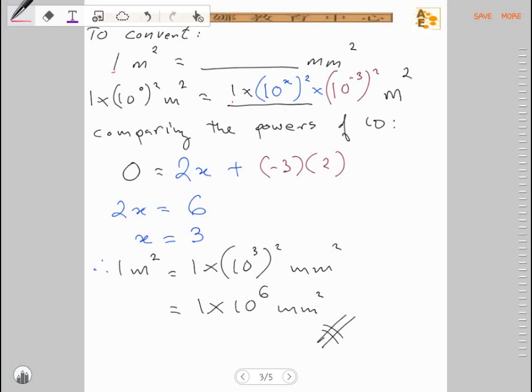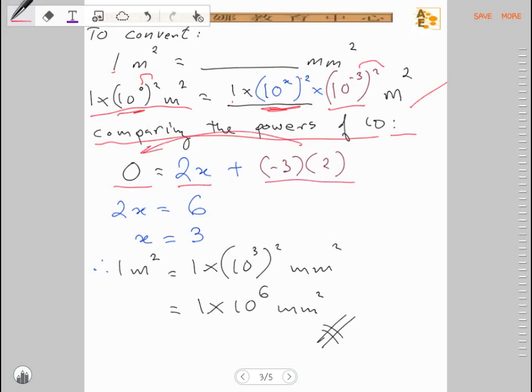Now, once you have done that, we have to compare the powers of 10. As simple as that. On the left hand side we have 10 to the power of 0, and 0 times 2 is still 0. On the right hand side we have 2 times x, so we have 2x. And here we have negative 3 times 2, which is negative 6. Bring it to the left hand side, so 2x equals 6, therefore x equals 3.